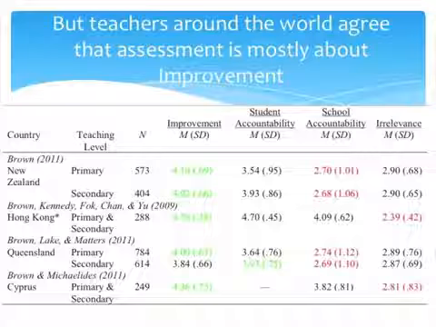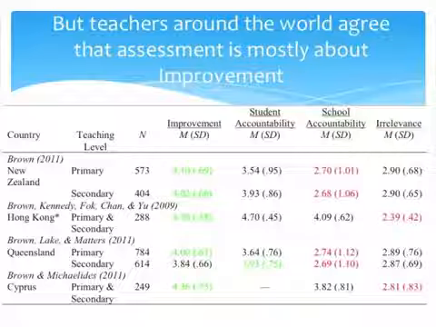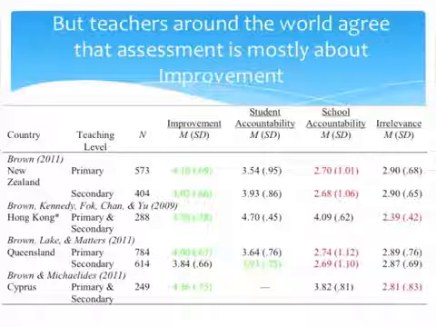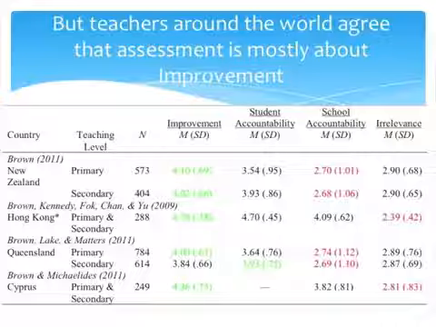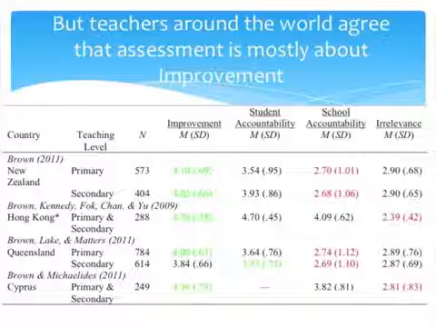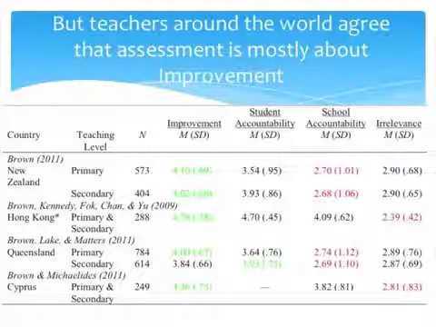We've done a number of survey studies using this instrument, and this table shows different countries and groups within each country. In New Zealand, primary and secondary. Hong Kong was a primary-secondary group. Queensland, we had a primary and secondary group, and a group in Cyprus made up of primary and secondary. And the important message here is, you look at the green values. In every group, except for the Queensland secondary, improvement was the number one belief. Bottom line, teachers believe that assessment should help improve their teaching and student learning. And that's the good news story for policymakers, for school leaders, and for school teachers.